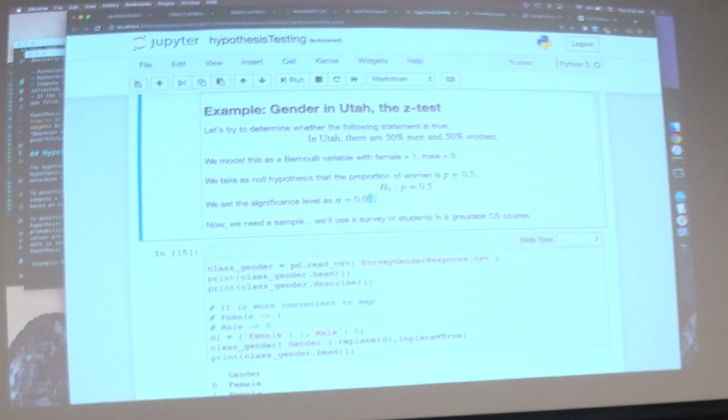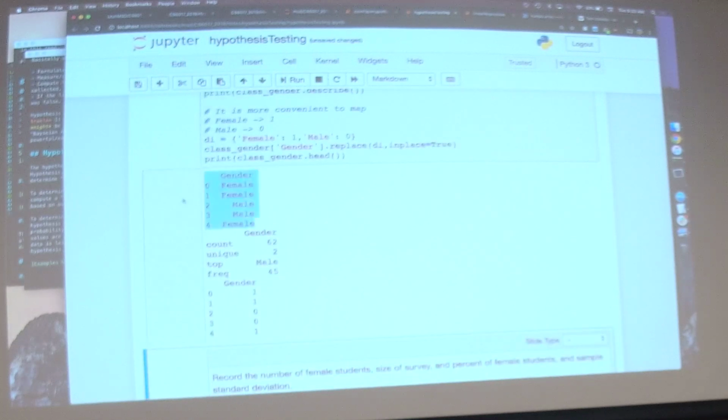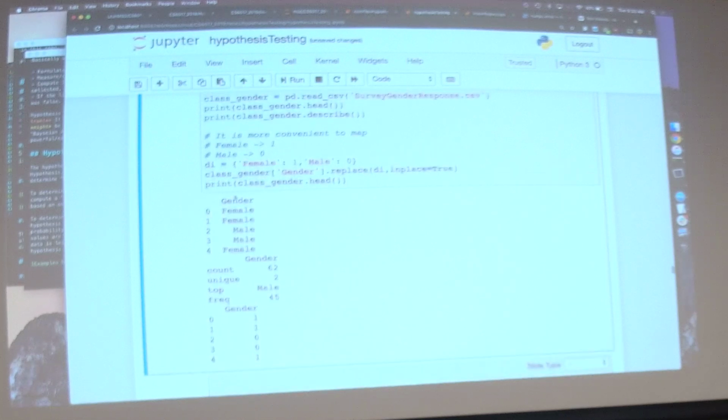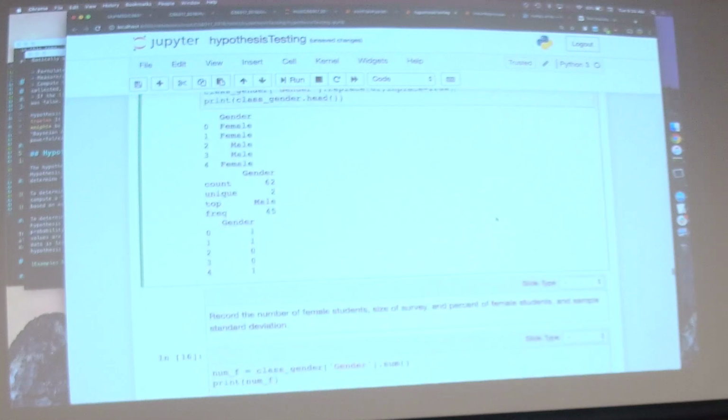We'll say 5% significance. So we're sampling graduate students in a computer science course. Seems like a good idea, right? So we just have this series, the gender, and this is just an index. Here we are basically converting male and female into 0 and 1. And so now we just get this list of 1s and 0s out. This is just a little bit of data wrangling.